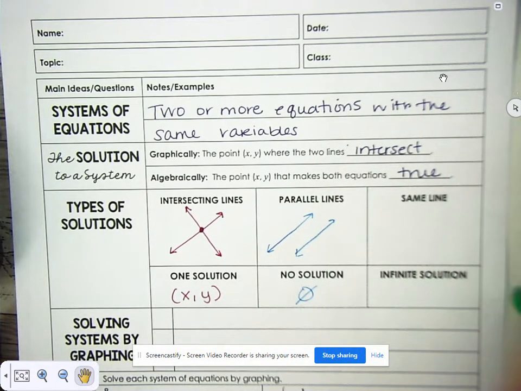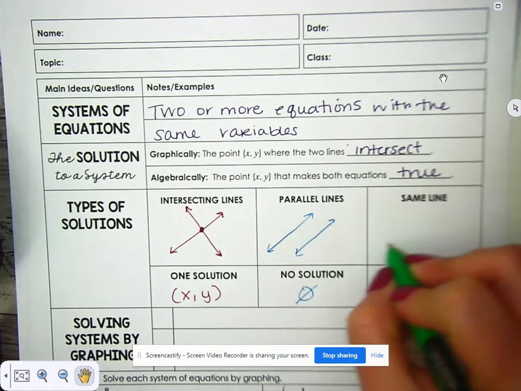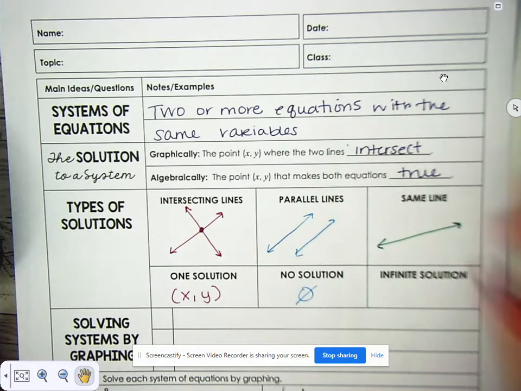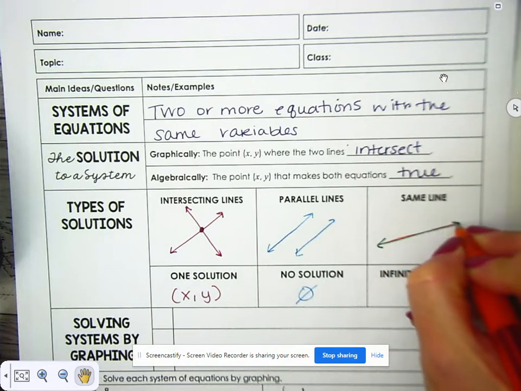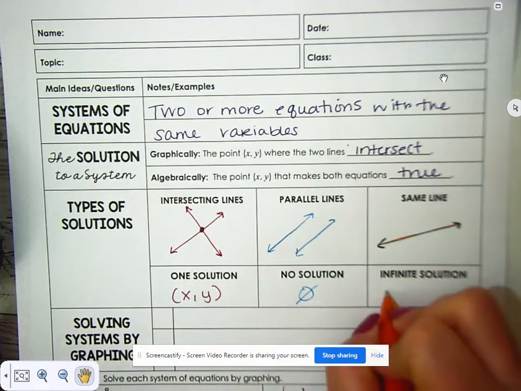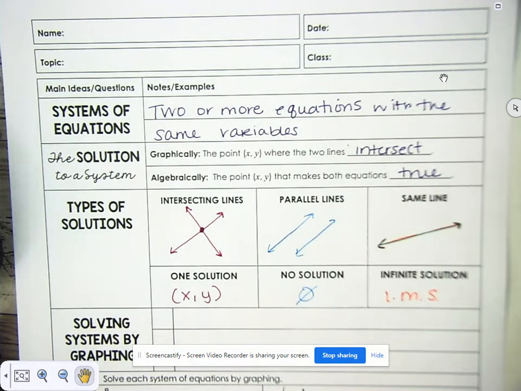And then the third one that we have is where they are the same line. So if we've got the first line and then right on top of that would be your second line, those intersect everywhere, which is infinitely many solutions. And we've talked about no solution and infinitely many solutions before, so those are not new to you.